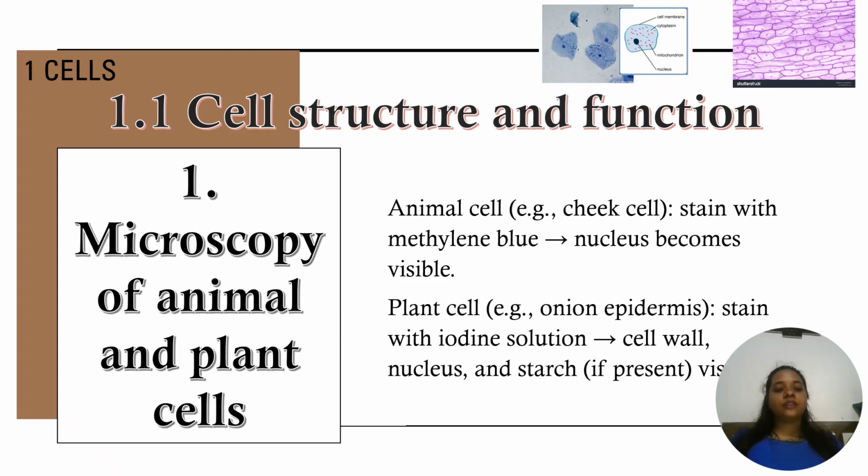So when you look at the microscopy of animal and plant cells through a microscope, the animal cell is made up of cheek cells. You have to stain it with methylene blue. Then the nucleus becomes visible. When you see a plant cell, when you take onion epidermis and stain it with iodine solution, cell wall, nucleus, and starch are present. So when you dip the animal cell in methylene blue, the structure will be like this. When you dip the plant cell in iodine solution, the cell structure can be seen here. So these are called the cells. All right.